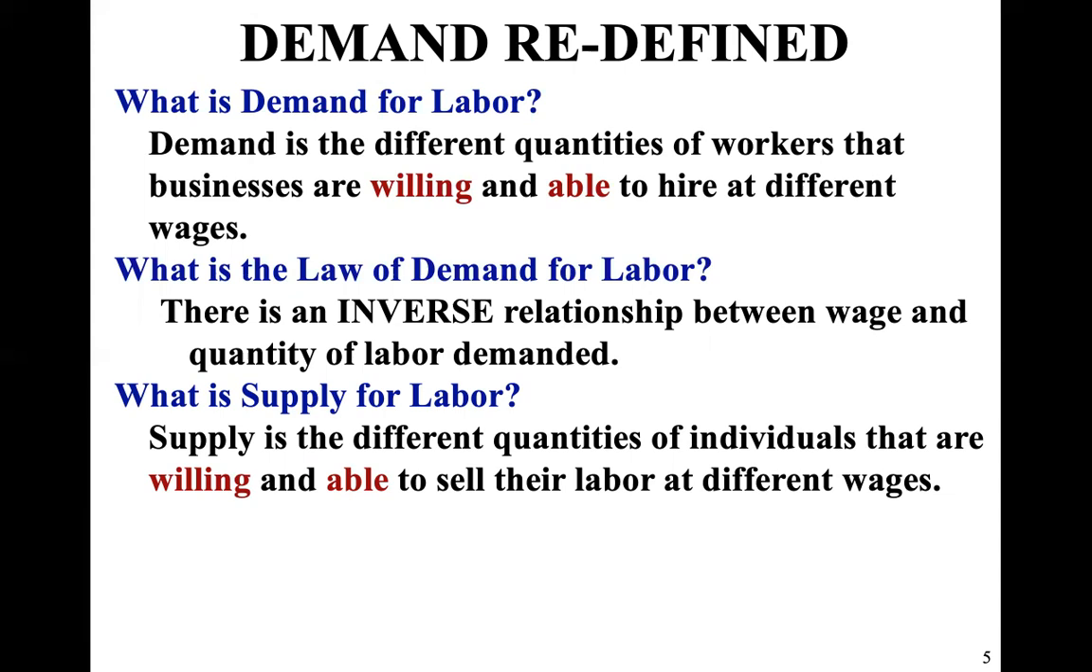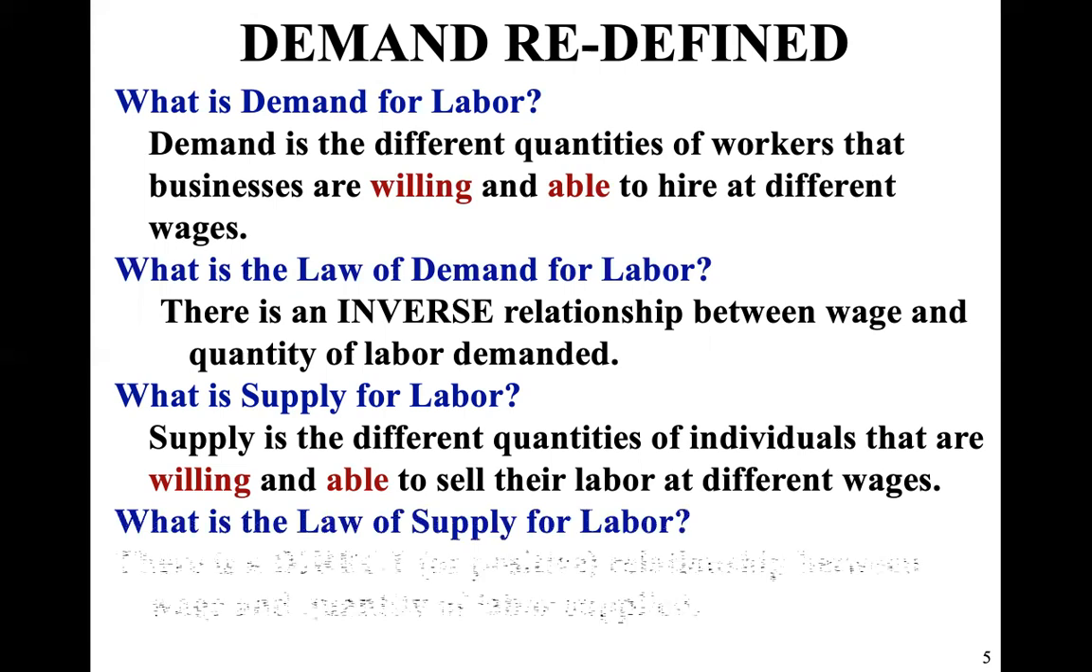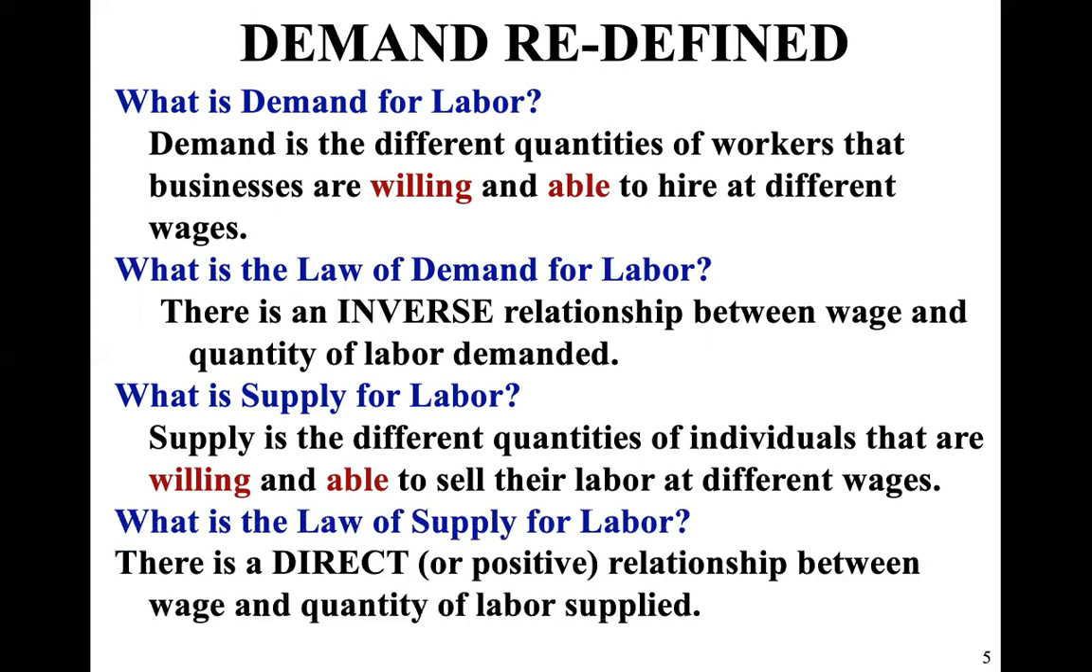The individuals are doing the supply side here. The individuals are selling their labor. The law of supply is still going to hold. There's a direct relationship between wage and quantity of labor supplied. In other words, if the wage goes up, the wage is just the price of labor, right? So if the wage goes up, the quantity of labor supplied increases because those individuals want to work more if they could earn a higher wage. On the other hand, if the wage goes down, the quantity of labor supplied decreases.